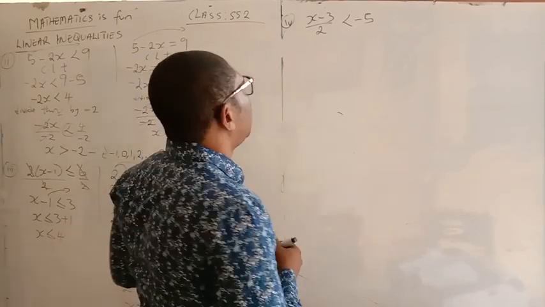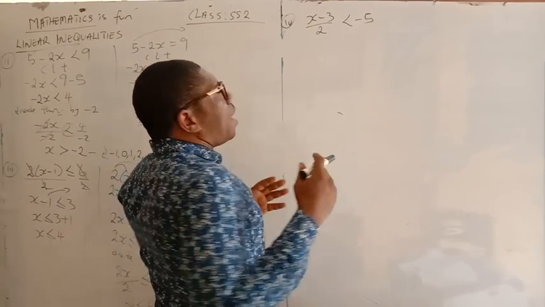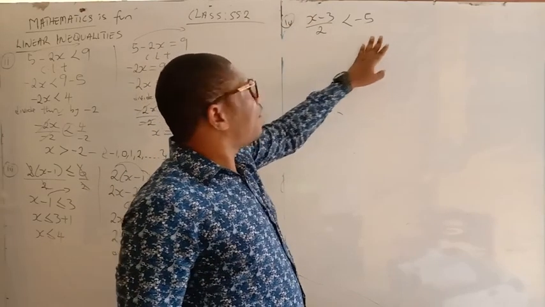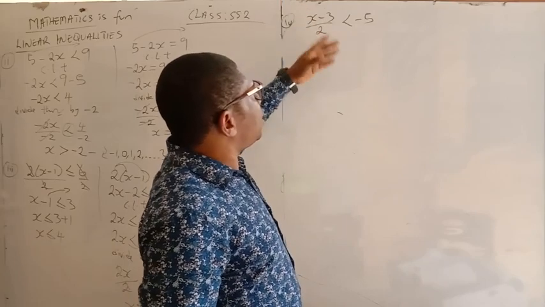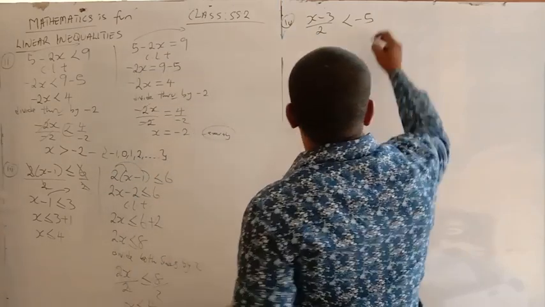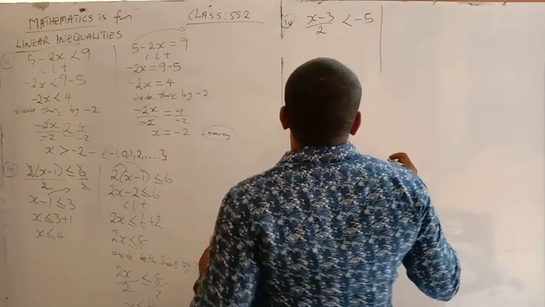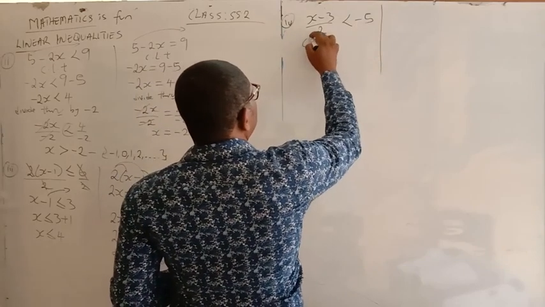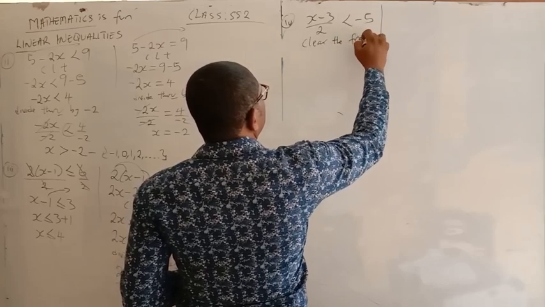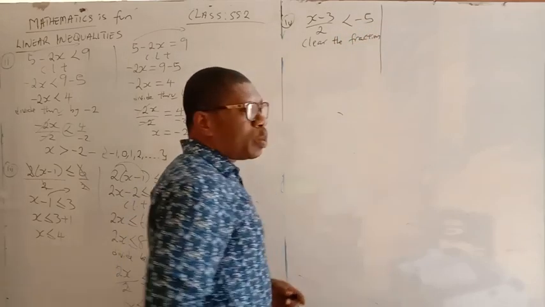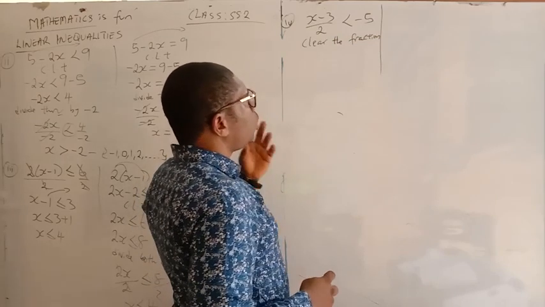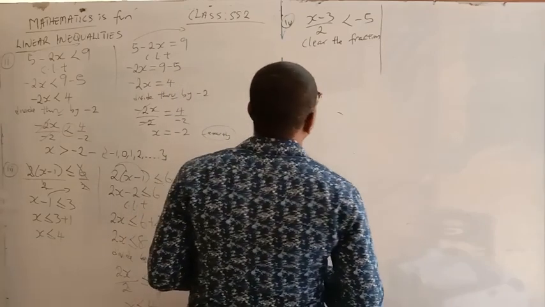Number 4. I have x minus 3 over 2 less than minus 5. And as it is now, on this left-hand side, I have a fractional expression. I can still solve this in two ways. It's either I am clearing the fraction. Some say cross multiplication, but that language is said to be wrong. So we use clearing of fraction.